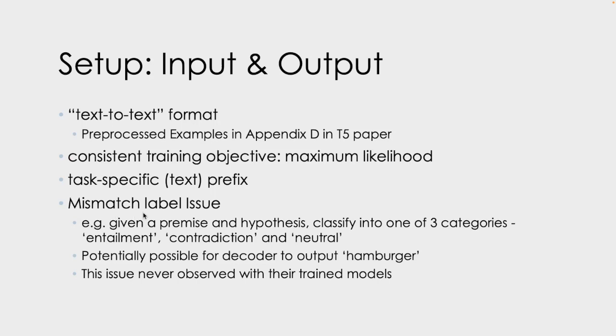But it also suffers from some mismatched label issues. For example, if you want to classify into 3 categories and you expect your target output to be these 3 words, but since it's a general model, we don't put any limitations on the output. The decoder can still generate something like "hamburger", which does not belong to any of the 3 words that you hope to get.